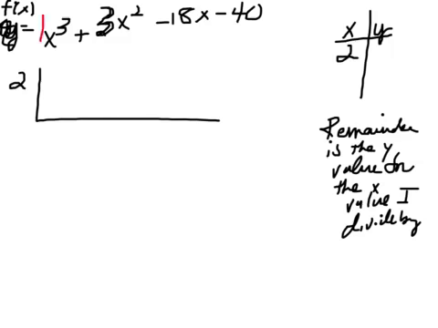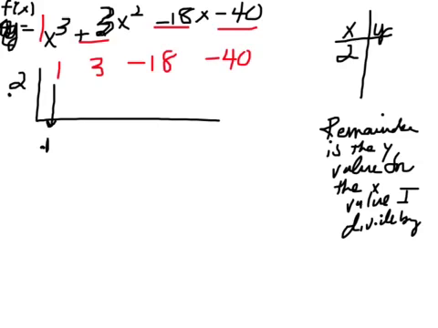So I'm going to do the same thing as last time and pull off all the coefficients. I would have a 1, a positive 3, a negative 18, and a negative 40. With synthetic division, I have to drop the first number down to get something going. Anytime I have a number down here, I multiply it by the number I'm dividing by. So 2 times 1 is 2. I write my answer here.